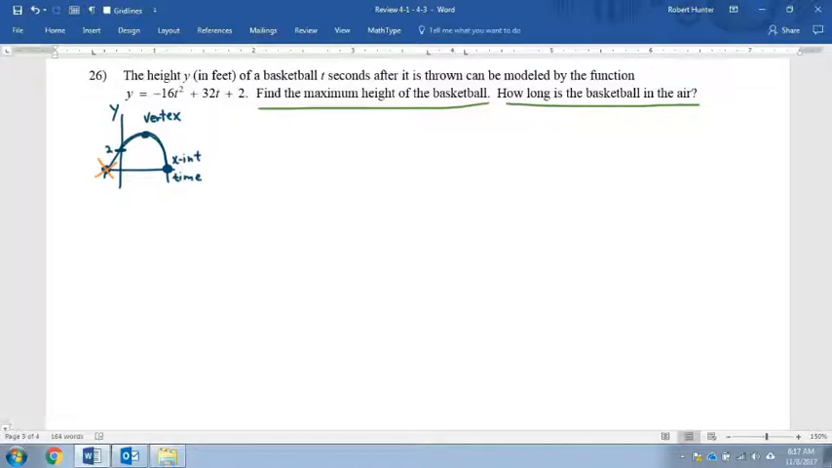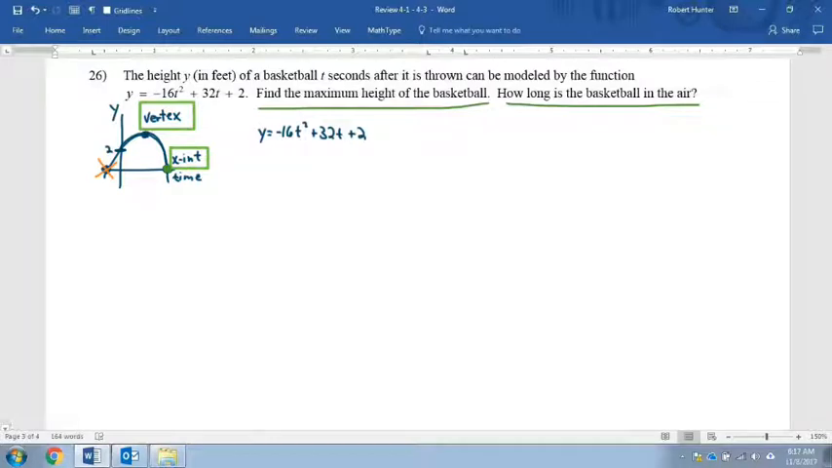So again, what we're looking for is we need to find the vertex to find the maximum height, and we need to find the x-intercept on this side in order to find where it crosses the x-axis. So here we go. Y equals negative 16t squared plus 32t plus 2.